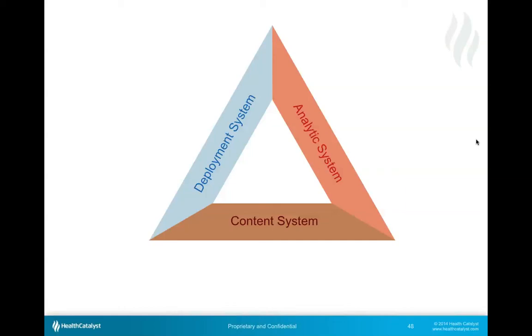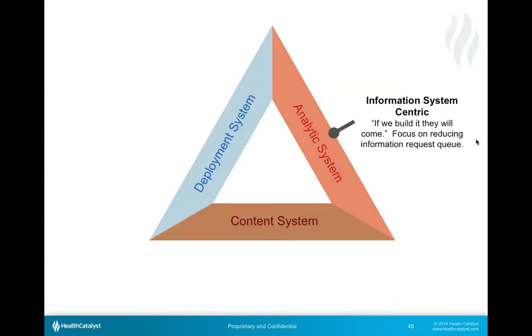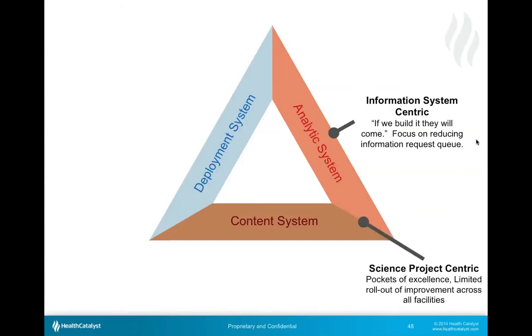Just in summary, to conclude, we've talked about three systems that are critical for outcomes improvement: the content system, the deployment system, and the analytics system. My last slide here is what happens if one or two of these systems are missing. If you just have the analytics system, this is kind of an "if we build it, they will come" focus, very IT-centric. If you have the analytics system and the content system, you have science projects.